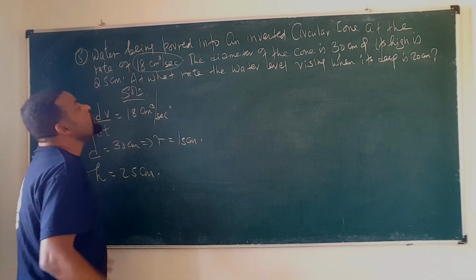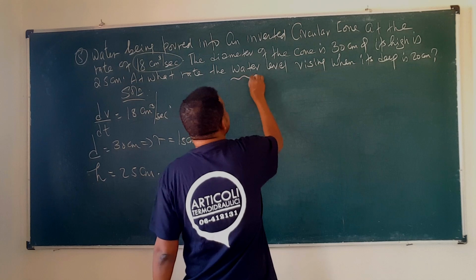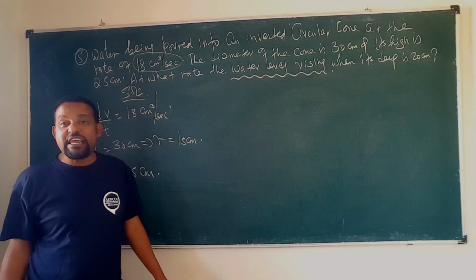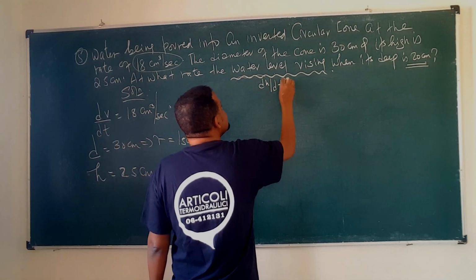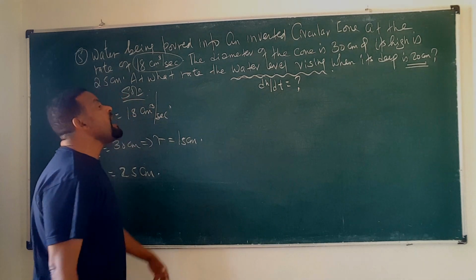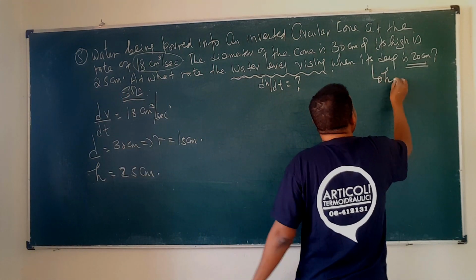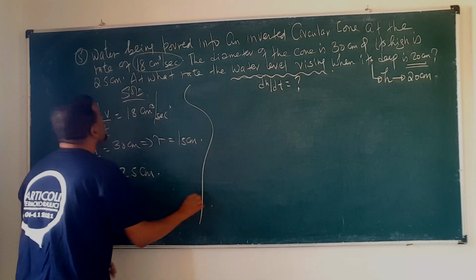At what rate is the water level rising? The water level is rising when its depth is 20 centimeters. That means dh by dt is asked here. When its depth is 20 centimeters, when the height becomes 20 centimeters. So anyway, let's go to the problem.